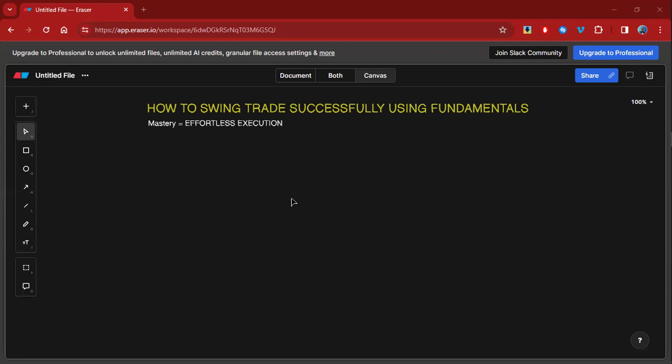So before I actually dive deeper into that, I'll just give you a brief summary of my story in terms of how I actually came across fundamentals. Because I've explained previously that I started trading around 2016, 17. But how did I actually come across fundamentals or actually come to the realization of the power and simplicity of fundamentals?